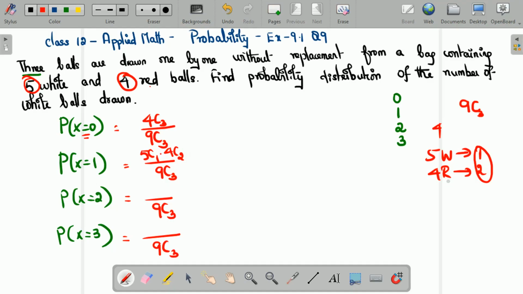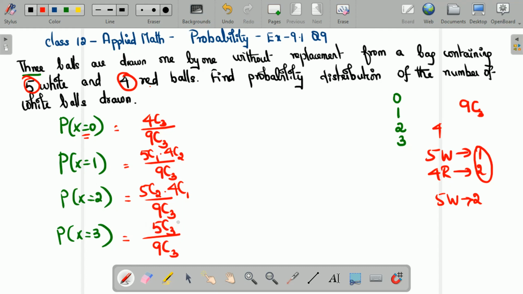In the next case, we are going to pick 2 white balls from 5 white balls, so this will become 5C2, and we will be picking 1 red ball from the 4 red balls, so this will be into 4C1. And in the last case, we are picking all the 3 balls as white balls, so the numerator will be 5C3.